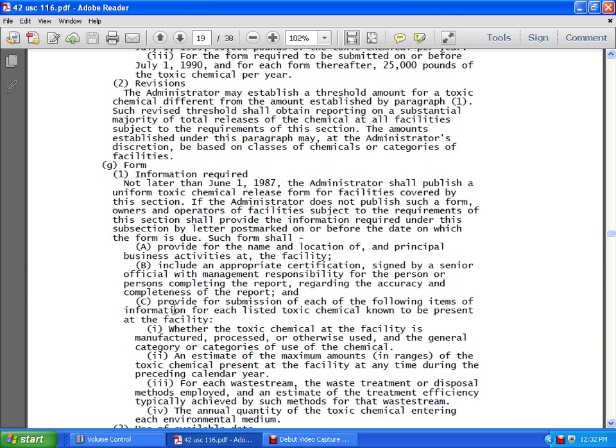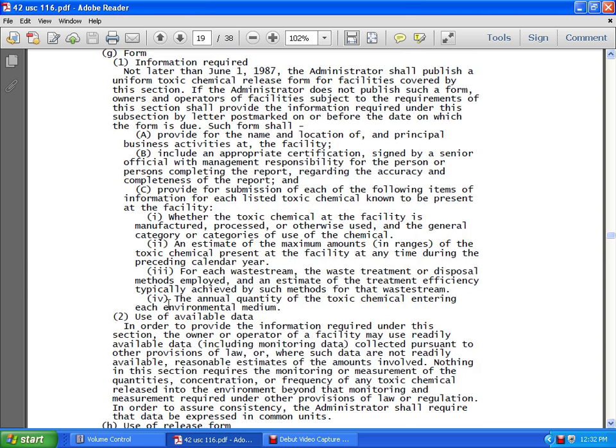1. Whether the toxic chemical at the facility is manufactured, processed, or otherwise used, and the general categories of use of the chemical. 2. An estimate of the maximum amount, in ranges, of the toxic chemical present at the facility at any time during the preceding calendar year.